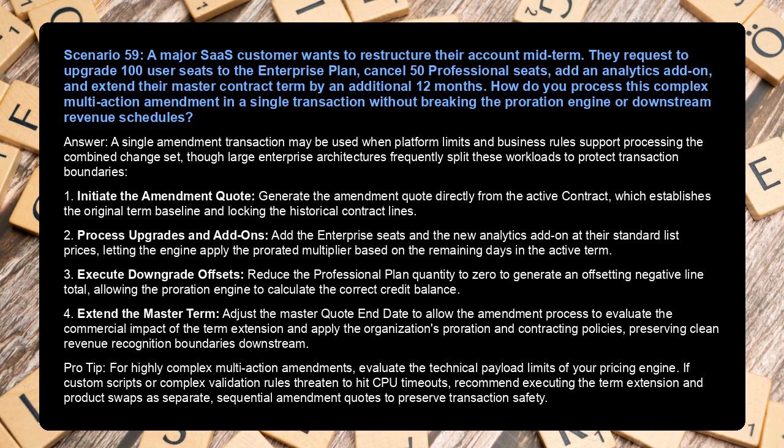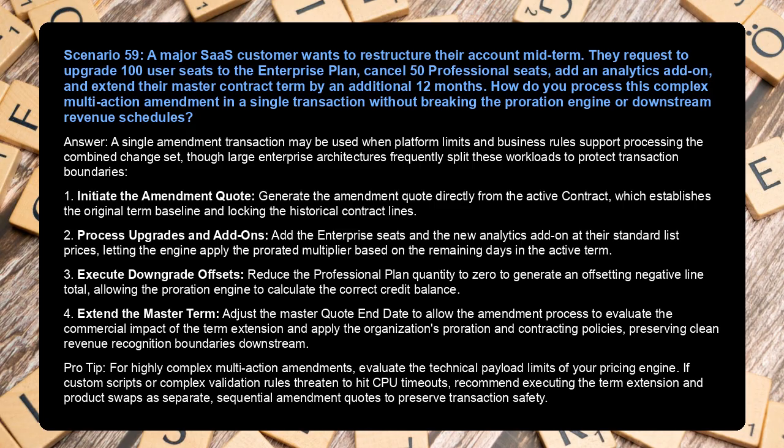Answer: a single amendment transaction may be used when platform limits and business rules support processing the combined change set, though large enterprise architectures frequently split these workloads to protect transaction boundaries. 1. Initiate the amendment quote. Generate the amendment quote directly from the active contract, which establishes the original term baseline and locks the historical contract lines.